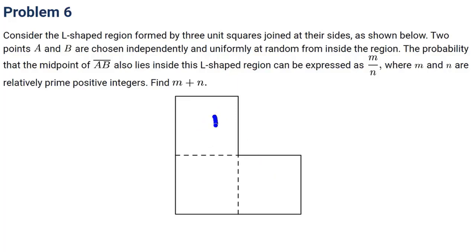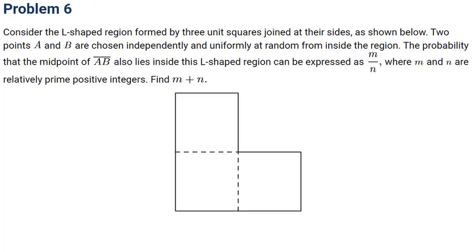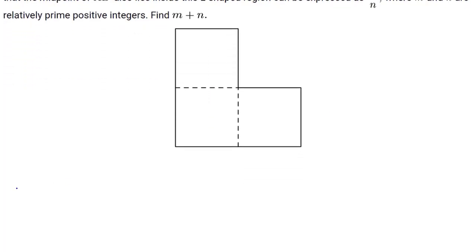For example, if A and B are here, the midpoint here is bad. But for example, if you select A and B here, it's good. A and B here, good. So let's consider the bad cases. The answer is 1 minus the probability of the bad case, 1 minus the probability that the midpoint of AB is outside the region.